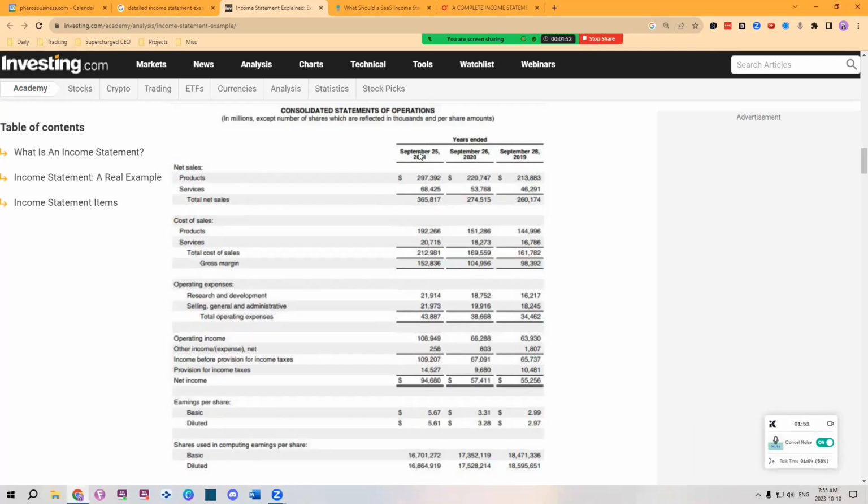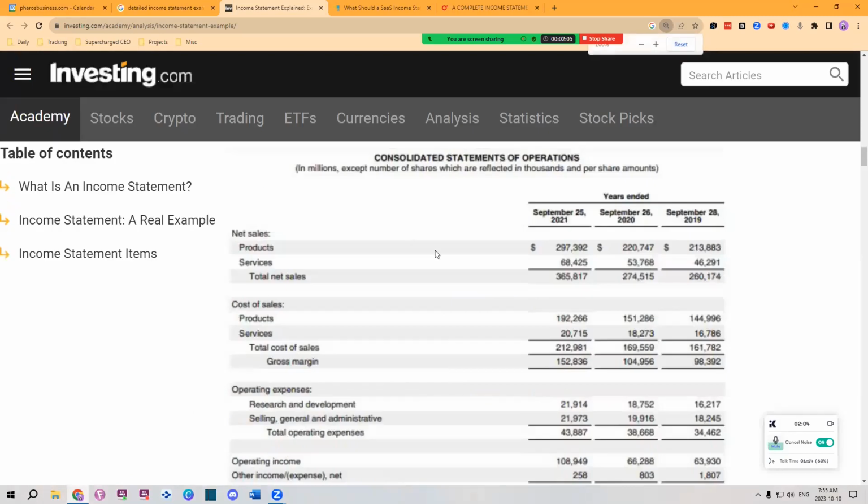So again, this is for a fiscal year. You might have it for a quarter. You might have it for a month. You need to first of all understand what period is being covered. In this example, this is for a full year.